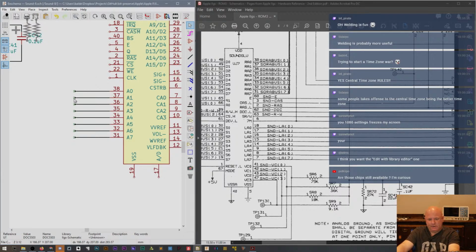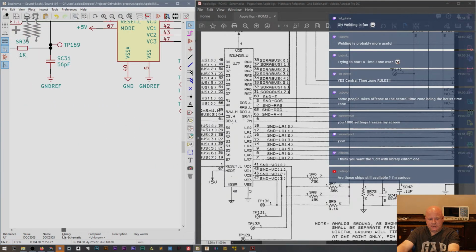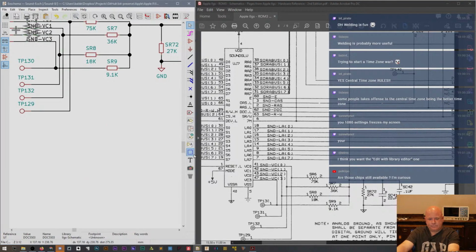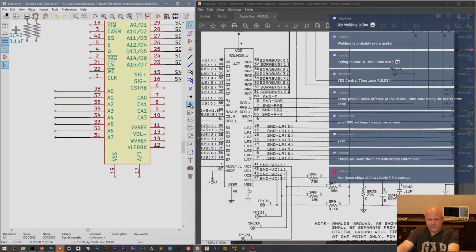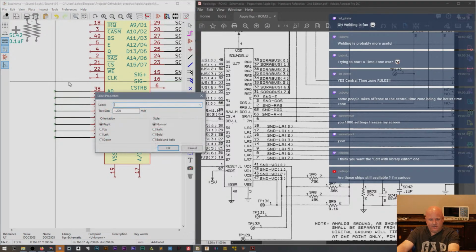Edit with library editor. Yep, that is what I wanted. Okay. So now I'm just going to retype these. I do want to make sure I'm not dropping frames. Doesn't look like I'm dropping frames.